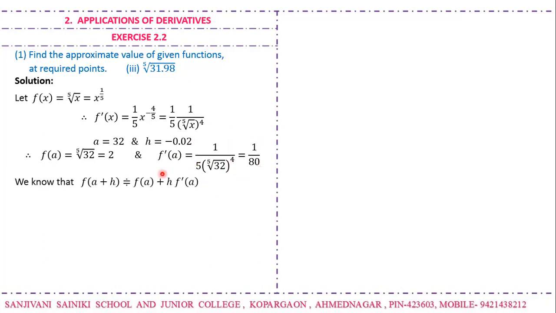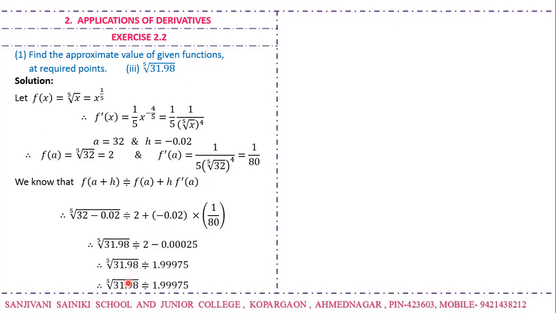Okay, so the formula for approximation is f of a plus h is approximately equal to f of a plus h f dash at a. Therefore, the fifth root of 32 minus 0.02 is approximately equal to 2 plus minus 0.02. h is our minus 0.02, and f dash at a is 1 upon 80. So after simplifying, you will get the answer: the fifth root of 31.98 is approximately equal to 1.99975.